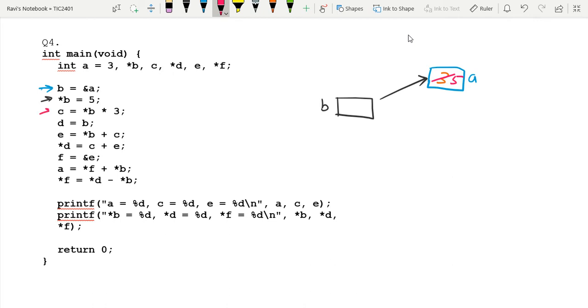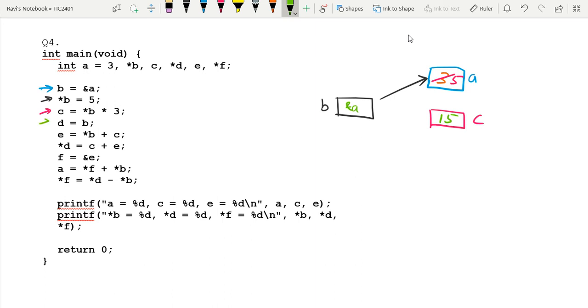In the third line, we have a variable C. Let me draw a new variable here, C. C is going to have a value of asterisk B multiplied by 3. That means whatever B is pointing to, multiplied by 3. B is pointing to A, so let me write ampersand A here. So A multiplied by 3 is put into C, and I get a value of 15 inside here.